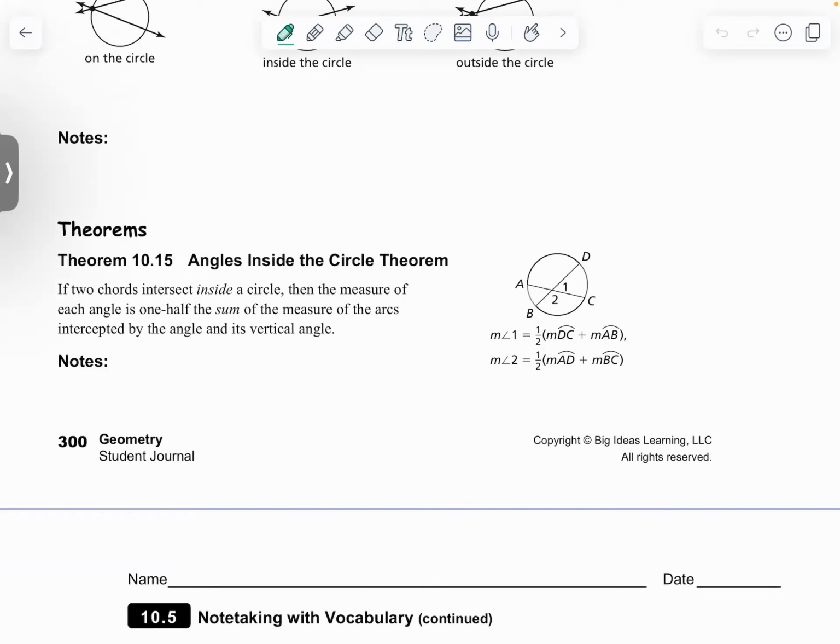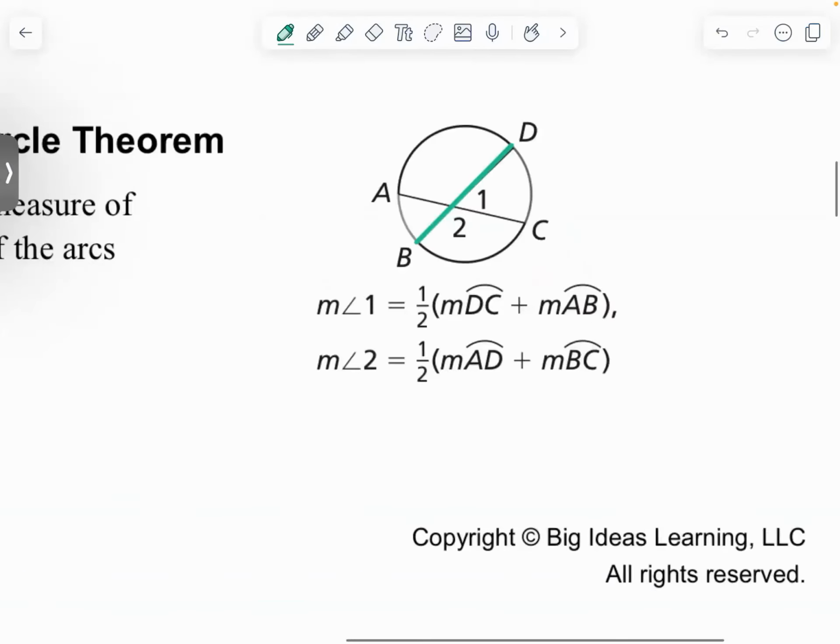Okay, if we have angles inside of our circle, because we have two chords inside of our circle, it is important that we're talking about how these are chords. Okay, if we have two chords intersecting, creating angles, then we know that to get our angle measurement, we can take arc plus arc and then divide it by 2.